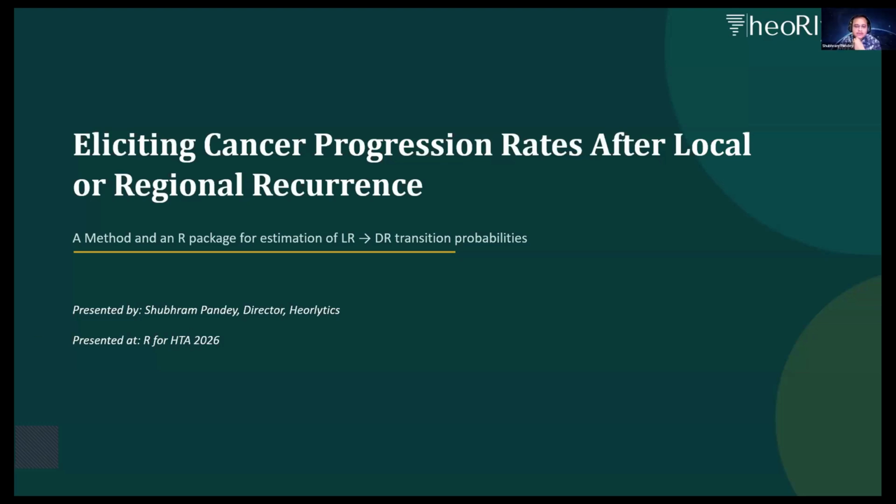Good morning, everyone. In every adjuvant oncology model, we have one transition that we can't fill from the trial data. It's not that we never fill it, but most trials don't report it. One of the numbers is the probability of moving from LR to DR. That is something where we usually put a number and hope that the reviewer doesn't ask where it came from.